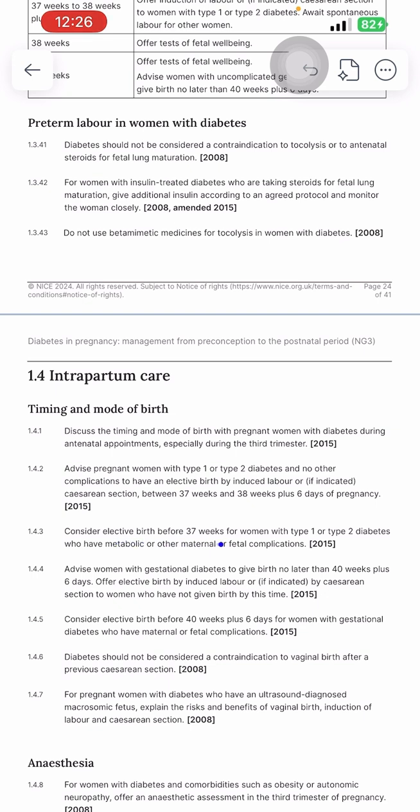Consider elective birth before 37 weeks for women with type 1 or type 2 diabetes mellitus who have maternal or other fetal complications. Usually type 1 or type 2 are chronic, so most likely these patients have babies with intrauterine growth restriction. So if these babies or these ladies develop any complication like IUGR, then your management will change. You have to treat both diabetes and IUGR.